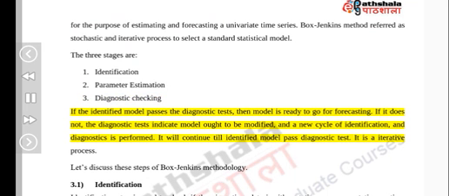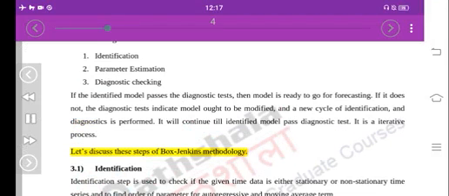If it does not, the diagnostic tests indicate the model ought to be modified, and a new cycle of identification and diagnostics is performed. It will continue until the identified model passes the diagnostic test. It is an iterative process. Let's discuss these steps of the Box-Jenkins methodology.